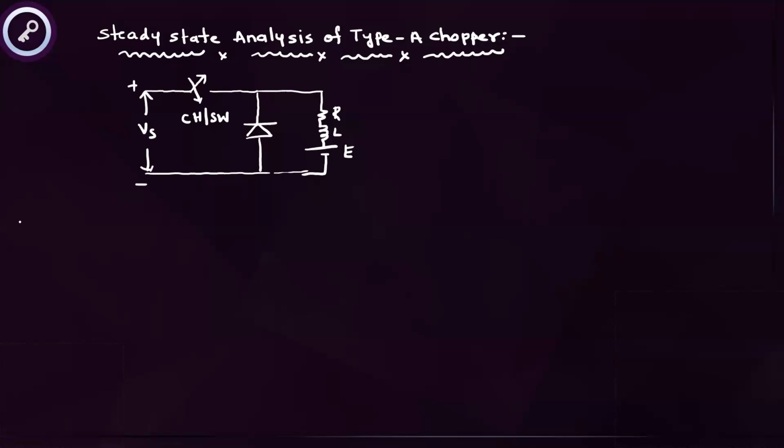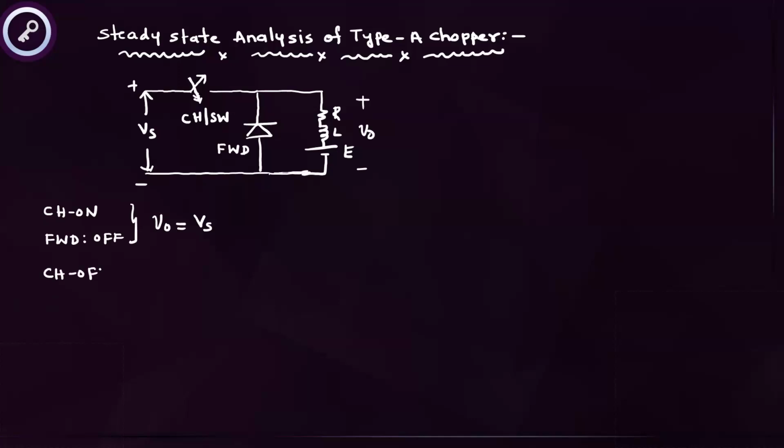Friends, we know that when the chopper is on, the inductor stores energy. When the chopper is off, the inductor releases energy. When the chopper is on, the freewheeling diode is off, and for V naught you get Vs. Let us assume the circuit is operating in continuous mode. Chopper is on, so the output voltage equals the supply voltage.